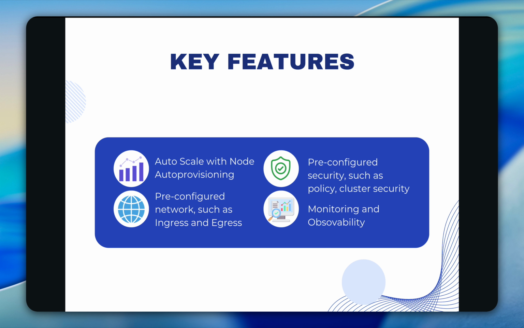Another feature is pre-configured security such as policy and cluster security. In AKS Automatic, the policies are automatically enabled. Then security features like image cleaner and others are pre-configured. For example, workload identity with Entra ID is pre-configured.